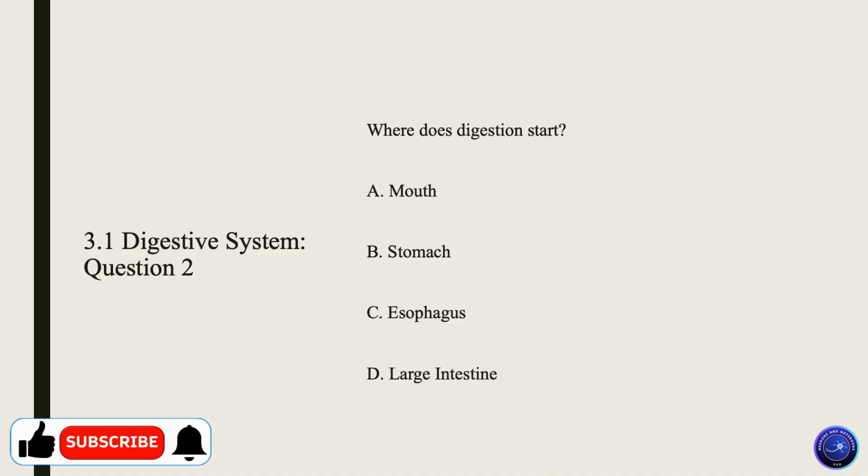Next question. Where does digestion start? I'll give you 5 seconds to answer. If you said A, the mouth, you are correct. So B says the stomach. Well, while it is true that food does get digested in the stomach, digestion basically starts in the mouth because the salivary enzymes break down food when it enters the mouth. The esophagus and the large intestine are parts of the digestive system, but they all come after the mouth, so those wouldn't be correct.